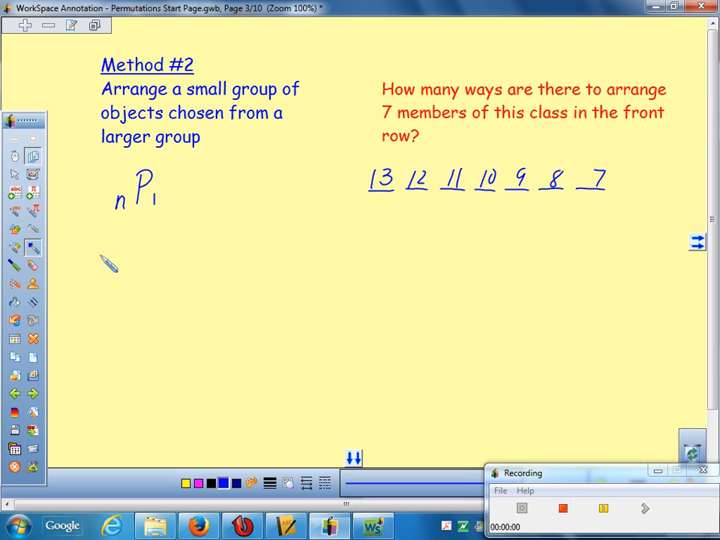The N and the R are going to be numbers you're going to put in. N is the total number of objects you have to start with. R is the number of them that you're going to use at one time. So for this particular problem, how many total people do I have? There are 13 of you, so I would go 13P, I'm doing permutations, I want patterns, and then how many was I going to use at a time? I was going to do 13P7.